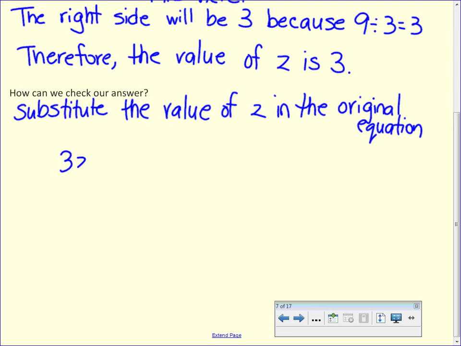So if it was 3z equals 9, I know that z was 3. So I replace z with 3. 3 times 3 is 9. 9 equals 9, so that's a true statement. So I know that it's a correct answer, that z does equal 3, because that makes that a true sentence. Okay? Questions? All right.